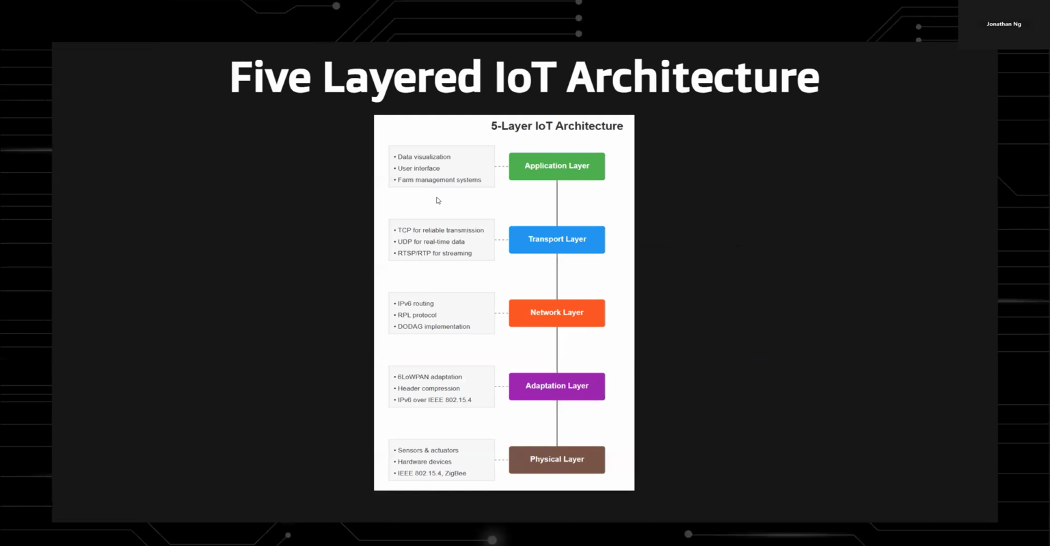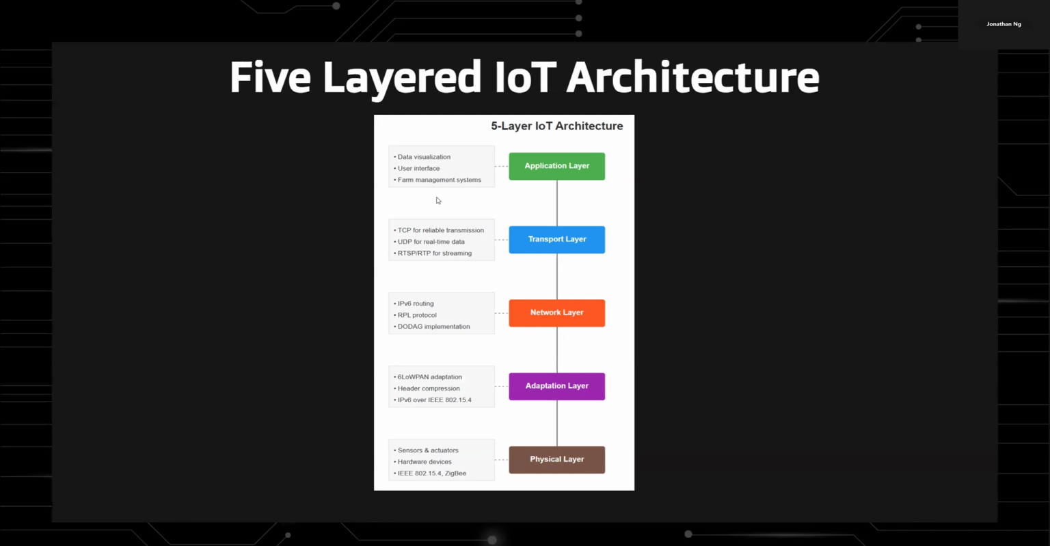For IoT devices, normally they will have four layers: the physical layer, the network layer, the transport layer, and finally the application layer. However, for agricultural applications, a five-layered architecture for IoT devices is used, and an additional adaptation layer is introduced to enhance the data transmission over low-power networks. Let me briefly go through how each layer works.